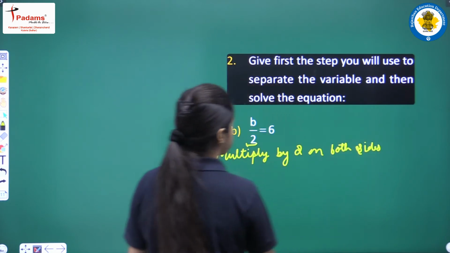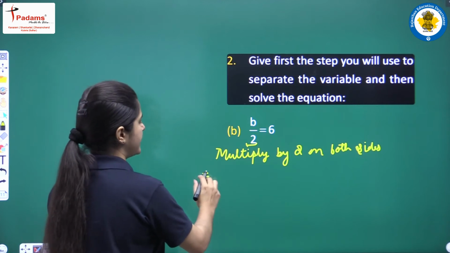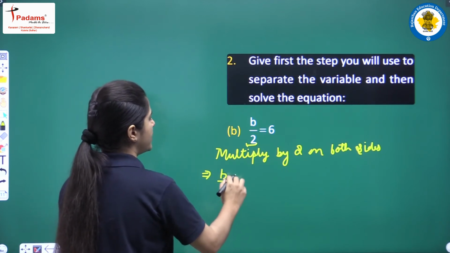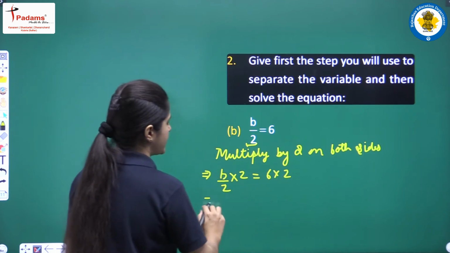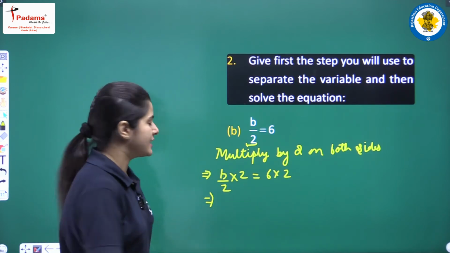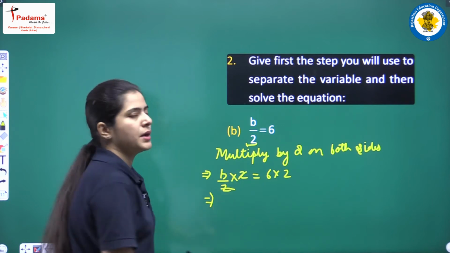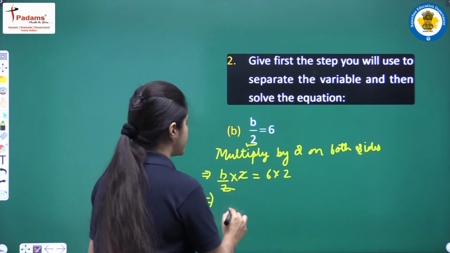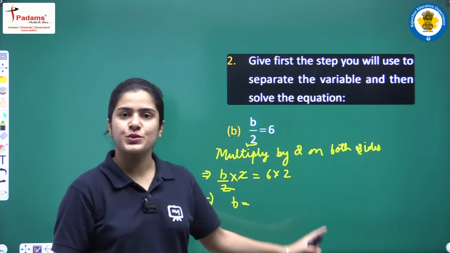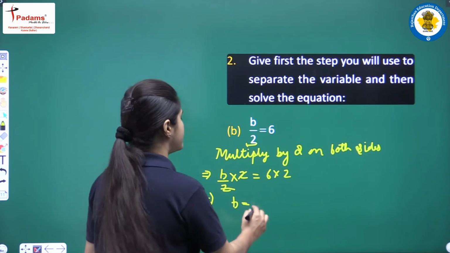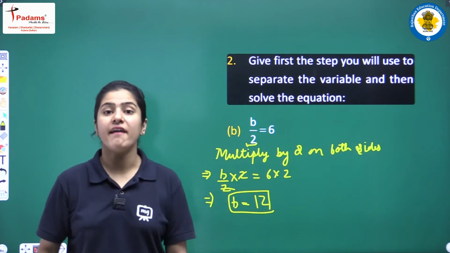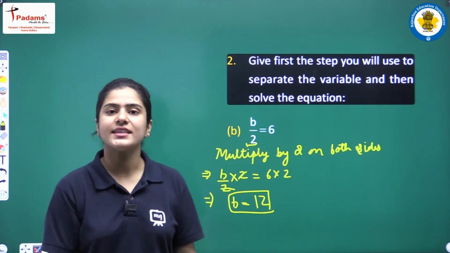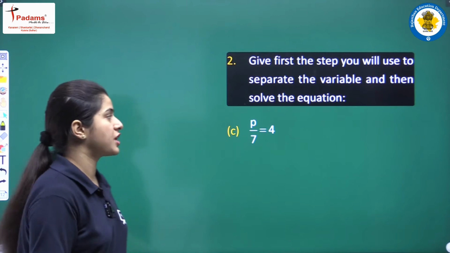Alright students, we have to multiply by 2 on both the sides. B upon 2 into 2 is equals to 6 into 2. Clearly you can see that this 2 and this 2 will be cancelled out. This is B, and 6 into 2 is equals to 12. This is our answer. Okay, looking at another question, that is question number C.